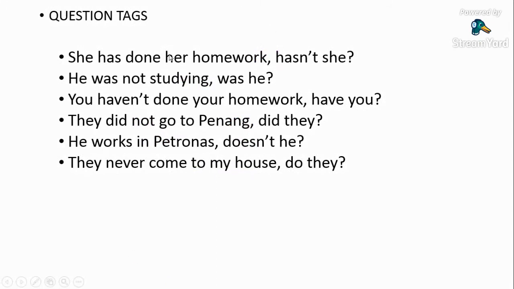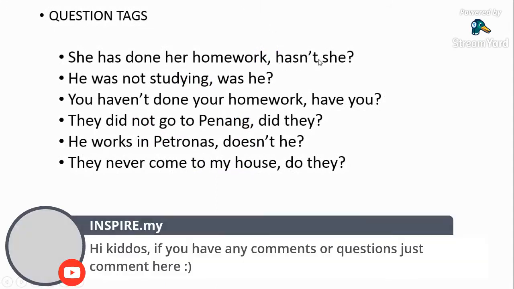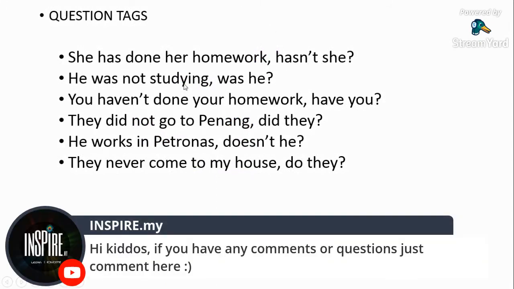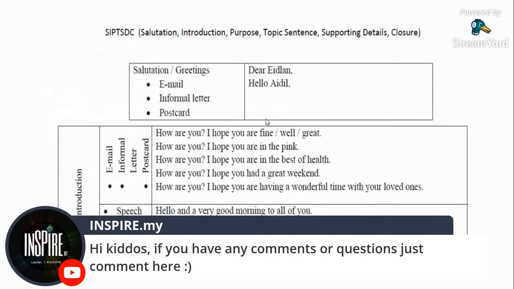Question tags. She has done her homework, hasn't she? He was not studying, was he? What is here comes here. If it is positive here, it will be negative here, and if it is negative here, it will be positive here, that's all. But for this one, he works in Petronas, there is no auxiliary verb, so automatically we go for doesn't he. They never come to my house, so we use do they. If past tense, then did they. That's all. Paper 2 I thought some part, I'm so sorry.